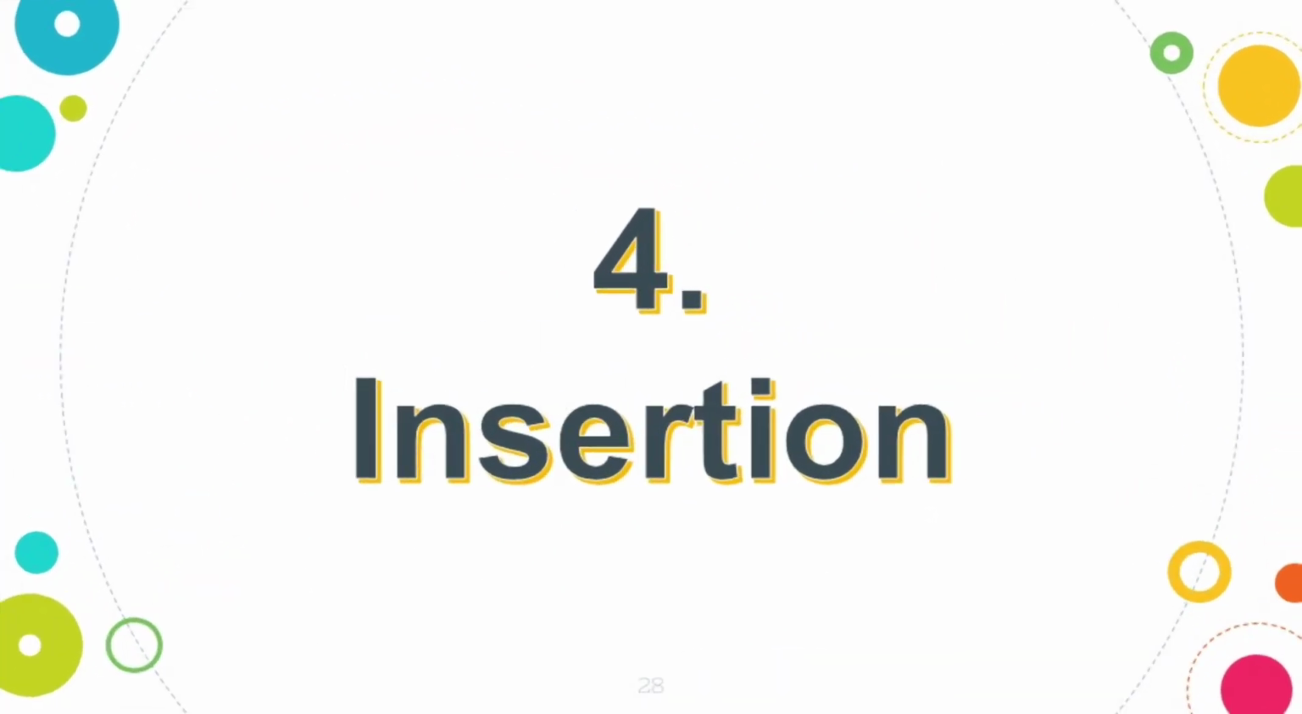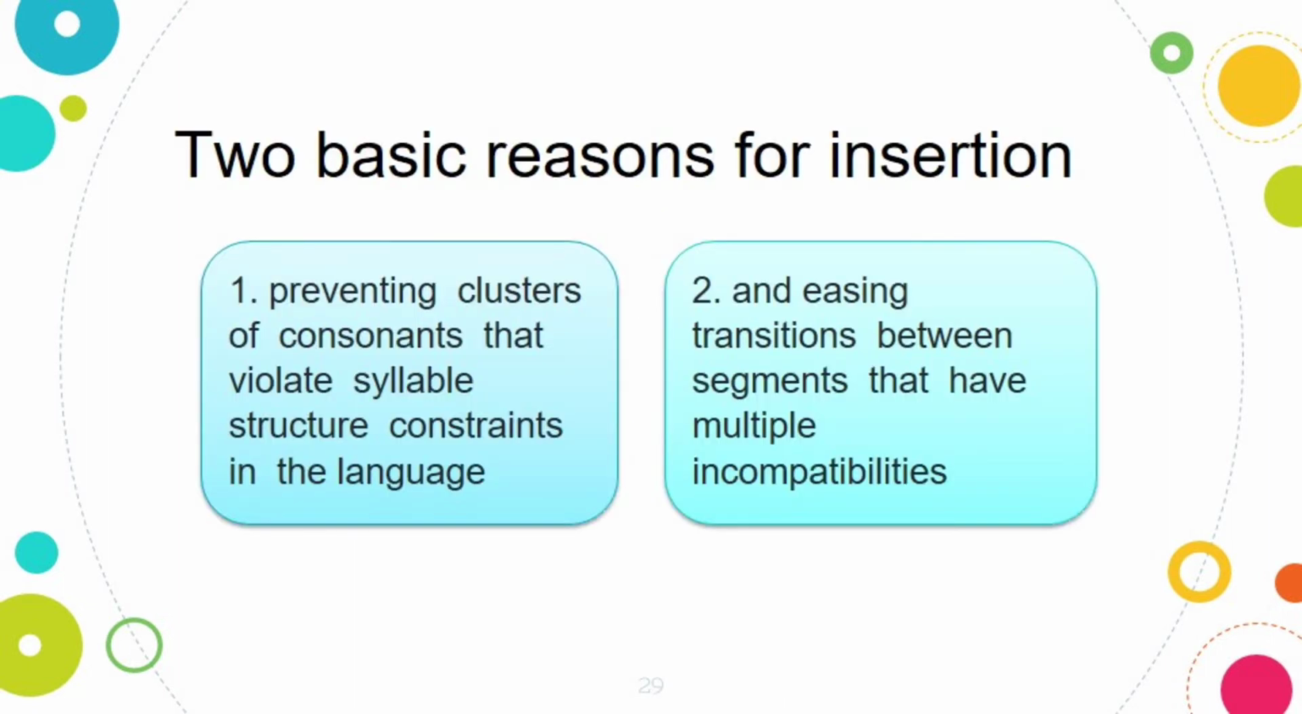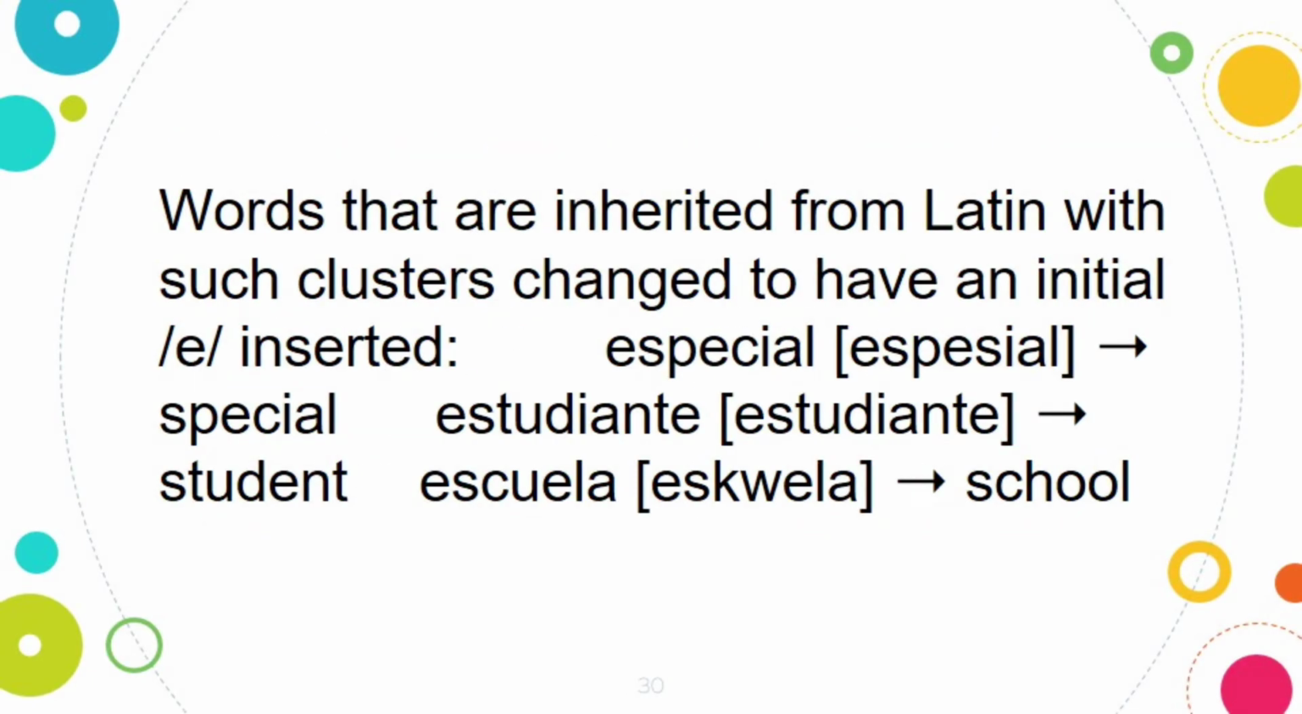The next process is insertion. Nathan in 2008 stated that not only can segments be deleted, sometimes they can be inserted instead. There are two basic reasons for insertion. First is preventing clusters of consonants that violate syllable structure constraints in the language, and easing transitions between segments that have multiple incompatibilities. Words that are inherited from Latin with such clusters change to have an initial e inserted.